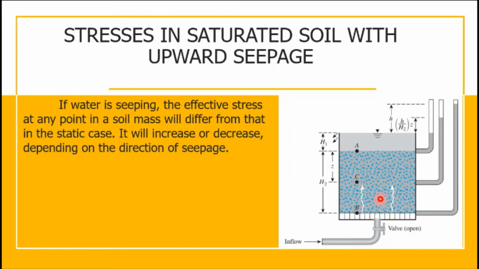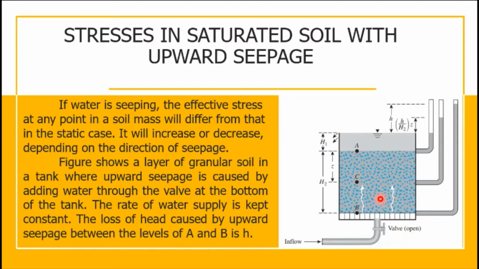And the figure shows a layer of granular soil in a tank where upward seepage is caused by adding water through the valve at the bottom of the tank. The rate of water supply is kept constant. The loss of head caused by upward seepage between levels A and B is H. So this is the loss of head.